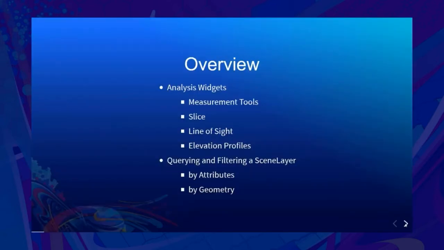Today we'd like to talk to you about the tools that the API provides for analyzing digital content in 3D scenes. First, Hugo is going to give you an overview of the analysis widgets that we offer and how to use them. This includes the area and line measurement tools, the slice plane, line of sight analysis, and elevation profiles. Then, we're going to do a deep dive into querying and filtering, where I'm going to describe how to filter and query by attributes and geometry.